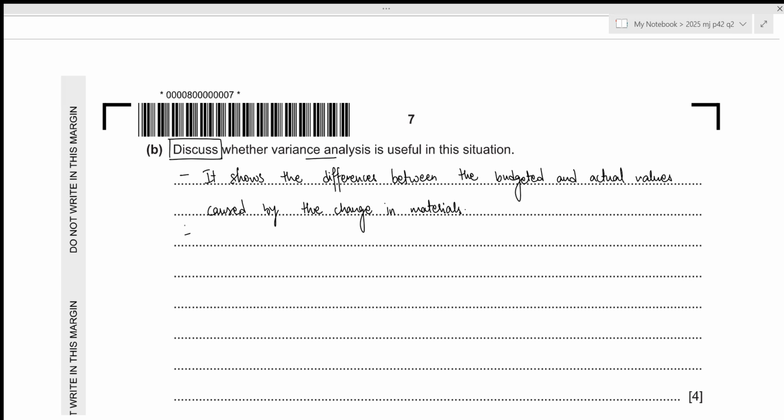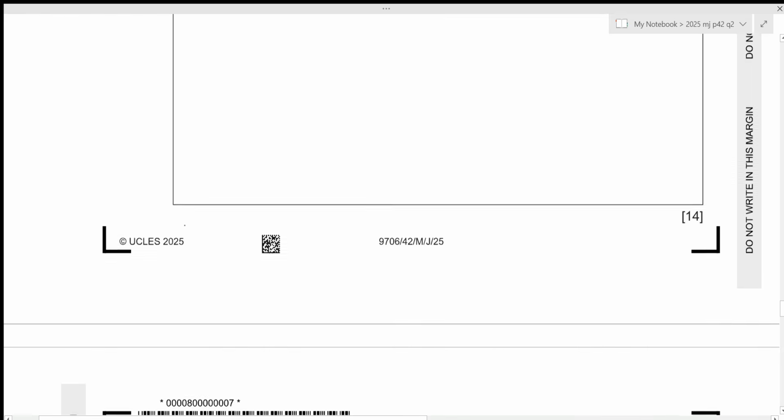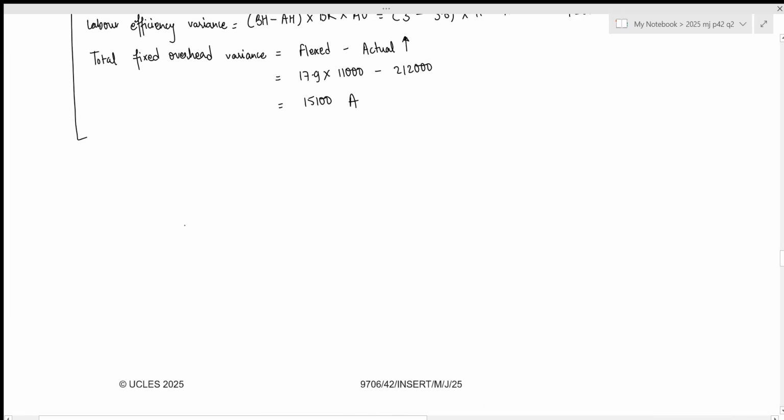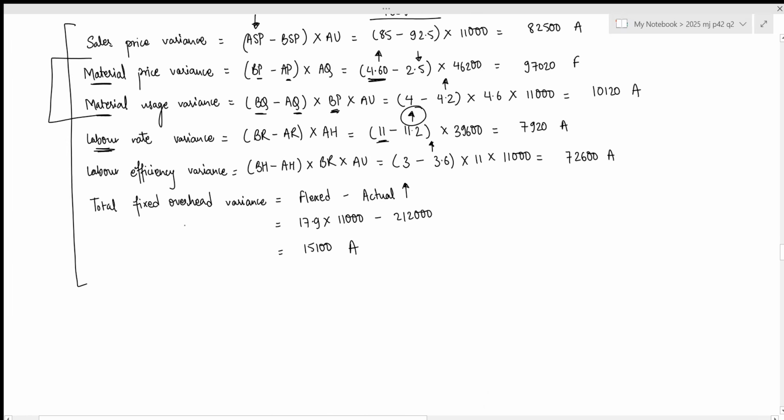Then we can also talk about how the changes in material will have impact on other of our variances. Especially we can talk about the labor variance as well. We can see that the labor efficiency variance is adverse by a really high amount, 72,600. So they're not really efficient with working with the new material plastic because they are not experienced with it, or maybe there is a higher wastage. Let's write it down.